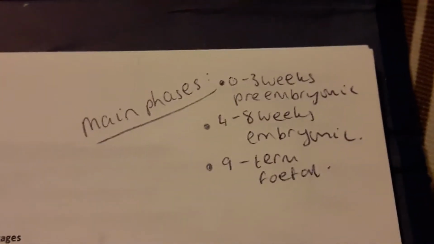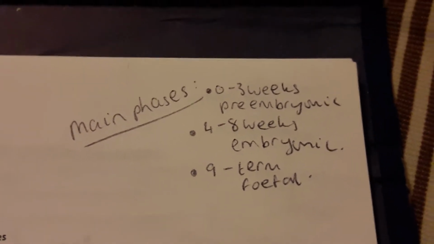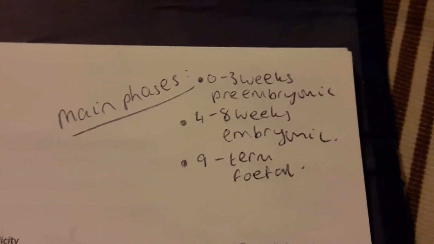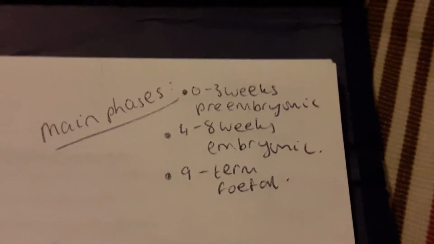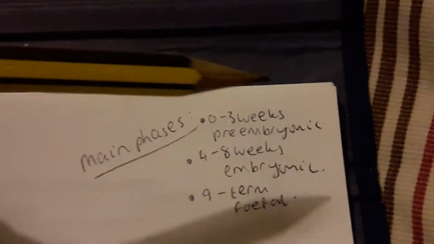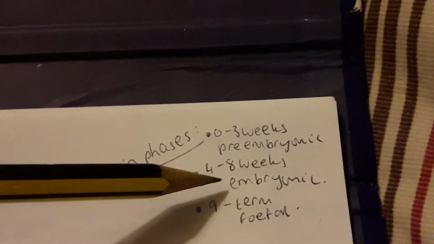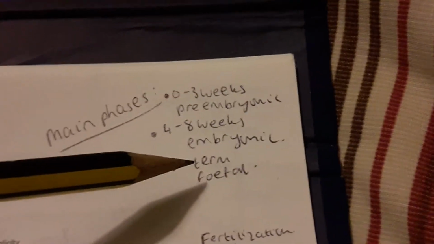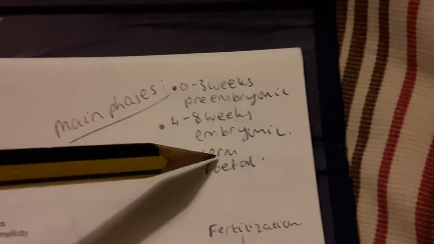So starting with fertilization to implantation, I'm first going to give an overview of the entirety of embryology. We can see here that you can split embryology into three phases: the pre-embryonic, the embryonic, and the fetal phase. The pre-embryonic phase is from 0 to 3 weeks. The embryonic phase is from 4 to 8 weeks, and then 9 weeks to term is the fetal phase.